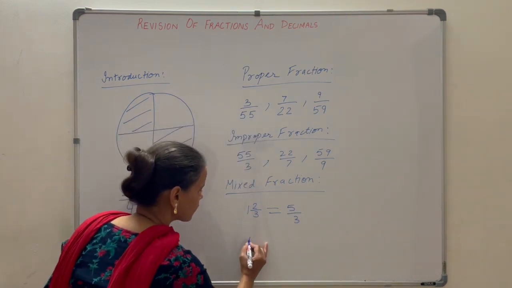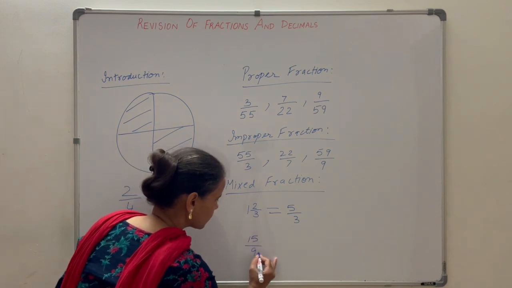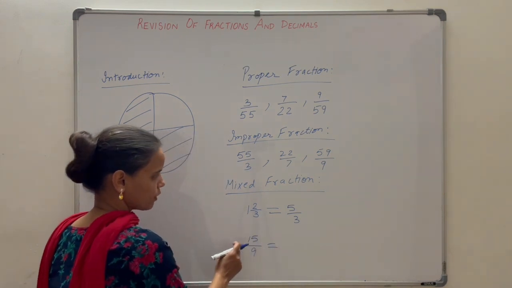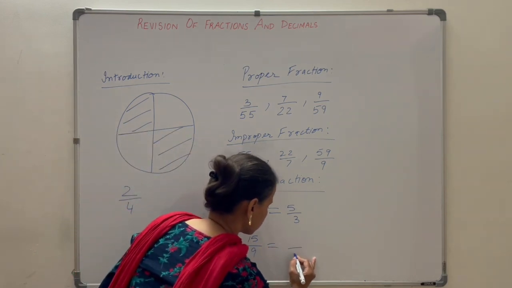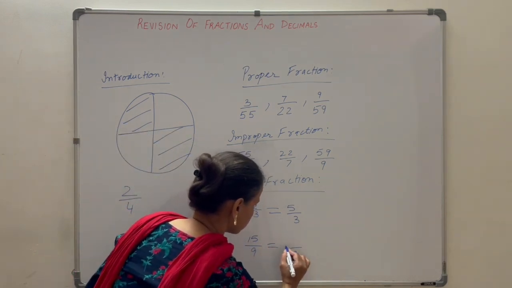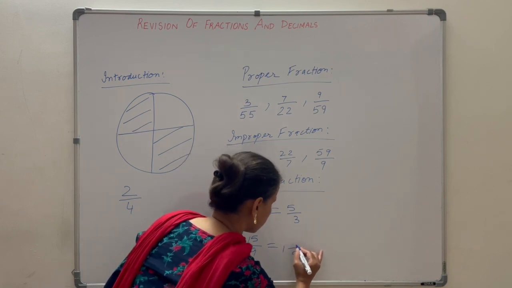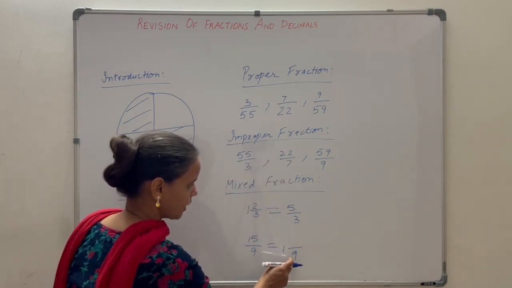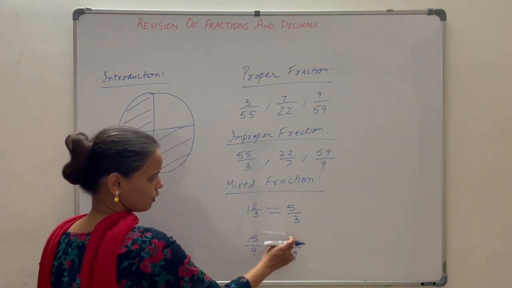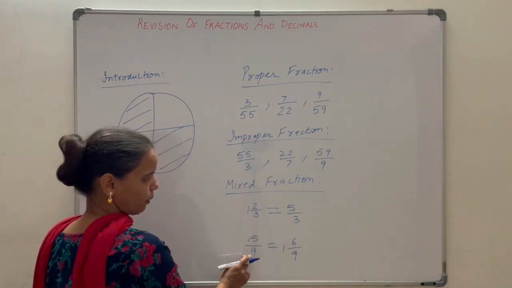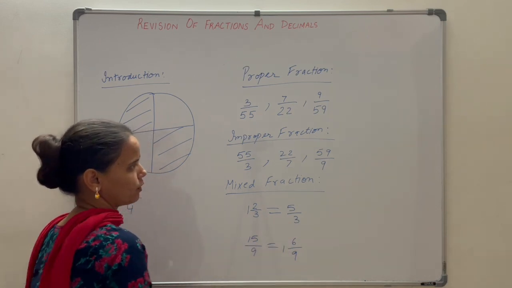We have, say, 15 by 9. This is an improper fraction. You can convert it into a mixed fraction. So 9 into 1 is 9, 9 plus 6 is 15. So you can convert an improper fraction into a mixed fraction.